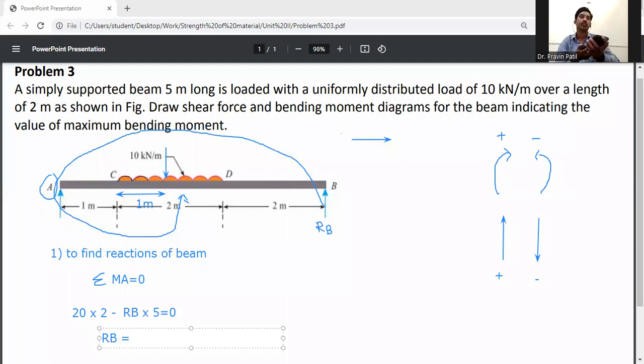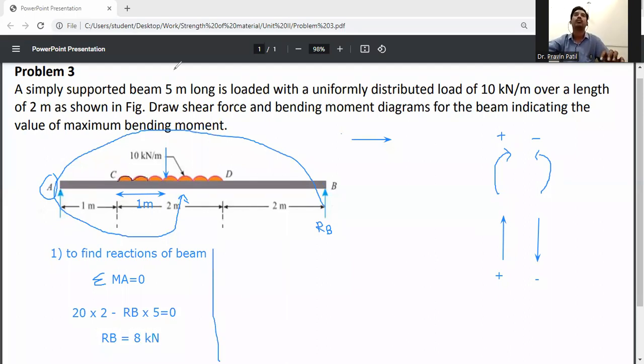So RB is equal to 20 into 2 divided by 5, that will be 8 kilonewton. RB is equal to 8 kilonewton. Now apply the second equilibrium equation, that is summation Fy is equal to 0.